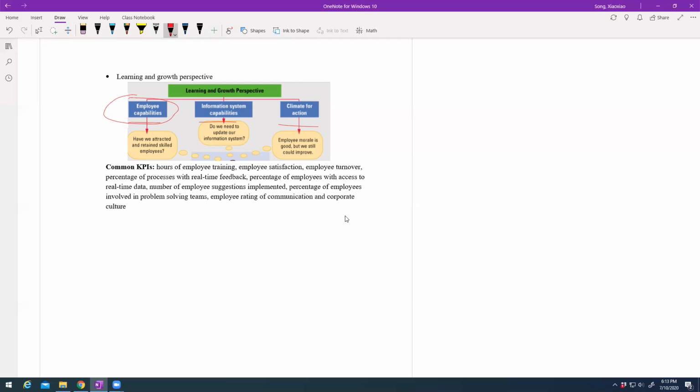Whether we train our employees, track our employees, retain the employees, and improve their skills, yes or no. That's the learning and growth perspective. And the second part is the information system: whether we update our information system, yes or no, whether you have good Wi-Fi and all these good information system data, yes or no. So those are from the learning and growth perspective.